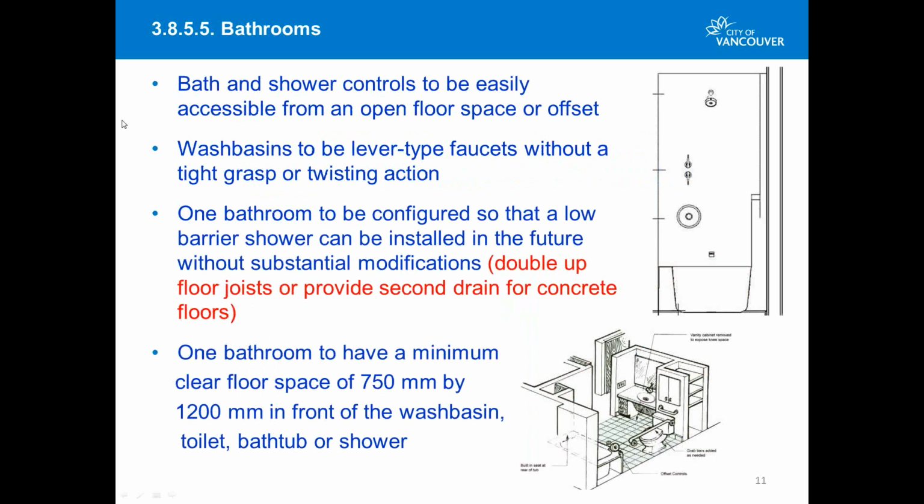And one bathroom within the dwelling unit is required to be designed to allow for the future installation of a barrier-free shower without substantial modifications. That'll require a second drain and concrete construction located under the tub. And in wood construction, it'll require the doubling up of floor joists so that a shower can easily be put in the future if somebody wants to. And one bathroom is required to have a larger floor space of 750 millimeters by 1200 millimeters in front of the wash basin, toilet, bathtub, or shower so that somebody in a wheelchair can easily move around.